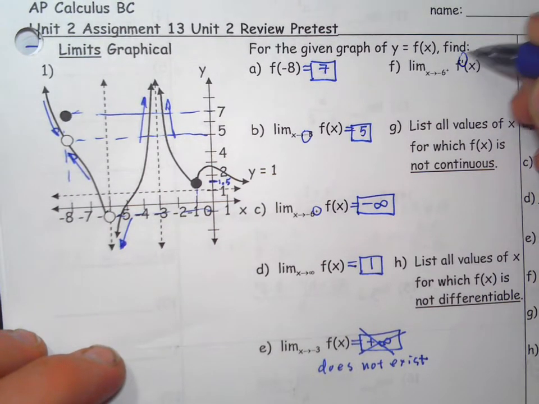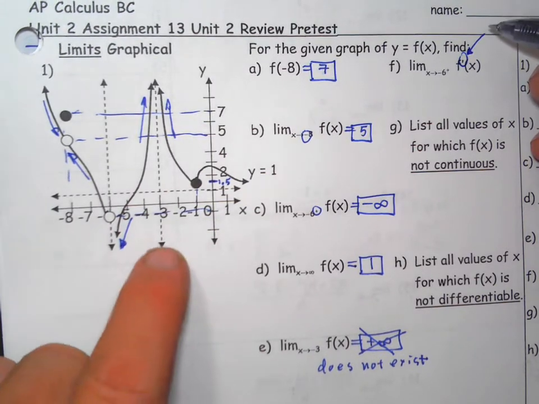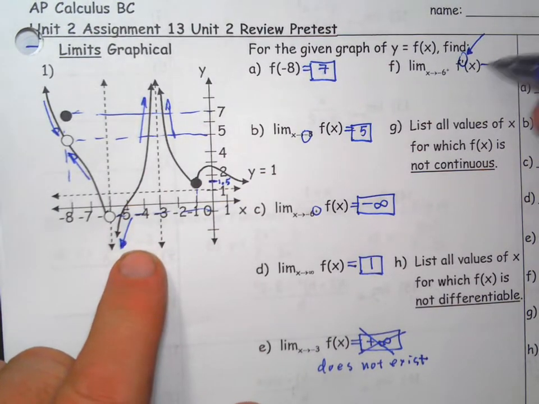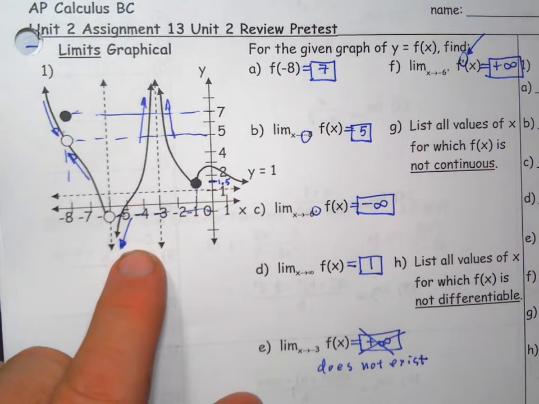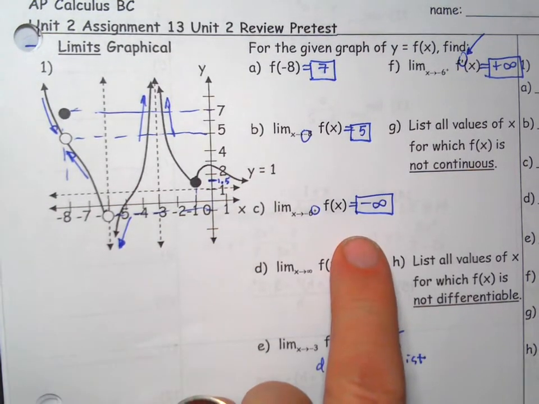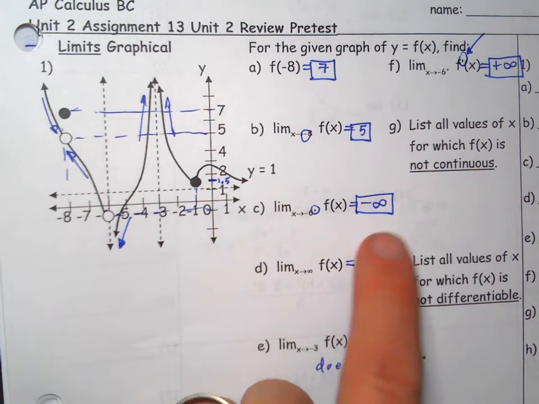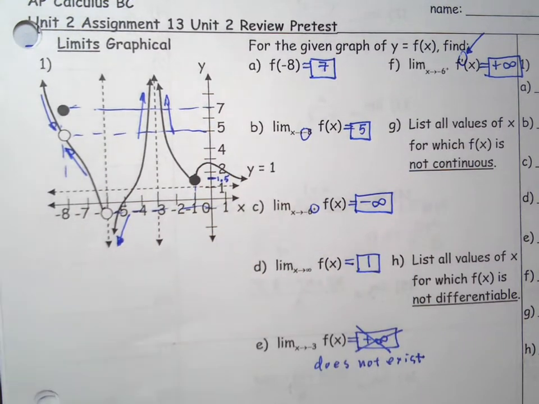Letter F is a derivative. As you push -6 from the right, it's actually positive infinity. It's a positive slope. People are going to accidentally put -infinity as if the question was the same as part C. It is not. It's a derivative. Slope is positive. Left, right, it's going up.